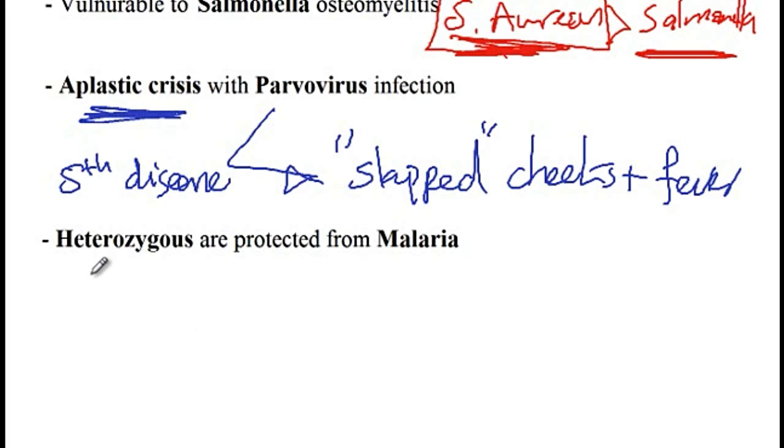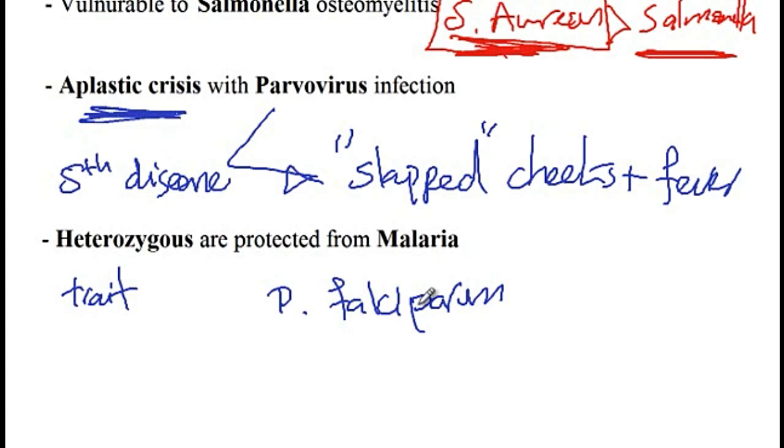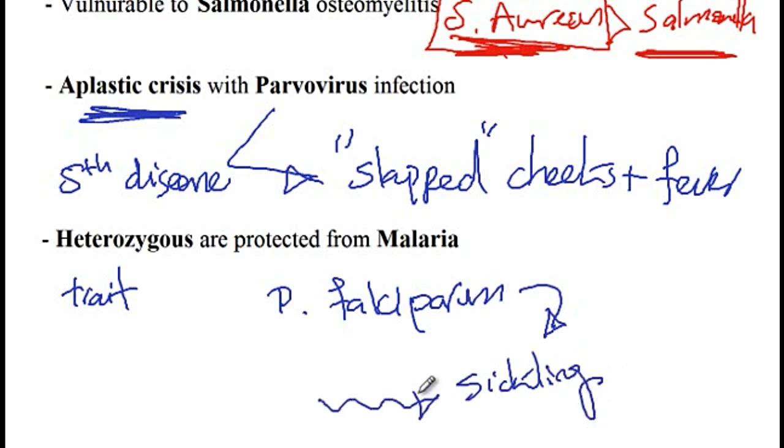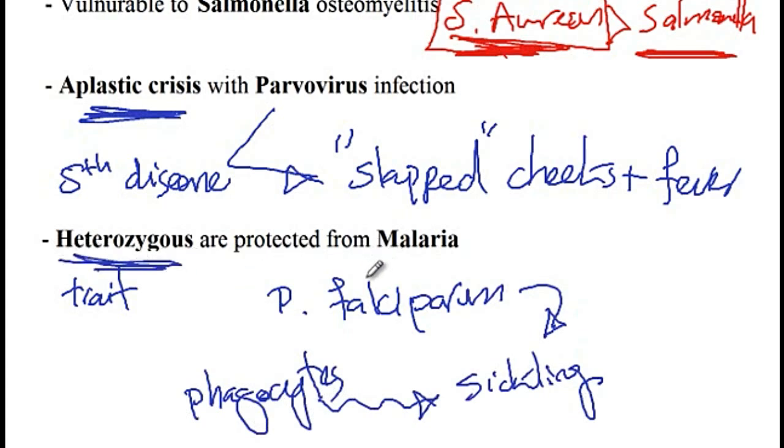The last point I'd like to mention is that patients who are heterozygous for the sickle cell, in other words, those who have sickle cell trait, are protected from malaria infection. The reason for that is that as the Plasmodium falciparum parasite infects the red blood cells, it will cause sickling of those red blood cells, and these sickle cells are now targets of phagocytes, so they would be removed from the circulation. Therefore, patients who are heterozygous for the sickle cell are protected against malaria. And that concludes our discussion of the thalassemia as well as the sickle cell blood disorders.